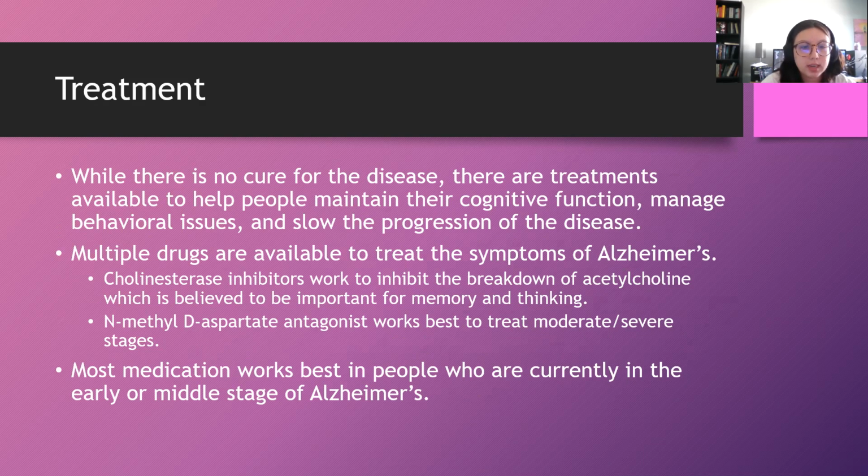And N-methyl D-aspartate antagonists work best to treat moderate to severe stages by regulating glutamate in the brain. These 2 drugs can be taken simultaneously. Most medication works best in people who are currently in the early or middle stages, though. In addition to this, to help slow down the disease, you can also try exercising and eating a Mediterranean diet.